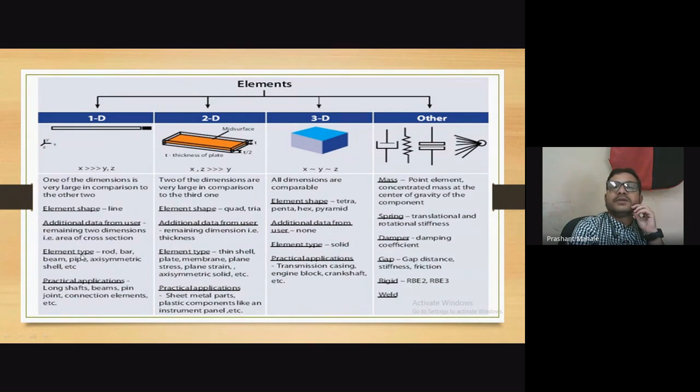So what are the element types that can be used for that: rod, bar, beam, pipe, axisymmetric shell, these types of parts. Okay, this type of element types can be used. So what is the meaning of this element type? This will be the name that you will write in the software when you are going to select the element. So you have to select rod, bar, beam, pipe like this for the 1D case. Whereas thin shell, plate, membrane, plane stress, plane strain, axisymmetric solid, these are the names of the shells, or it is actually generally called shell.